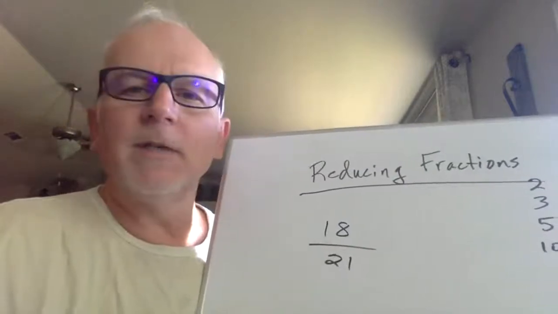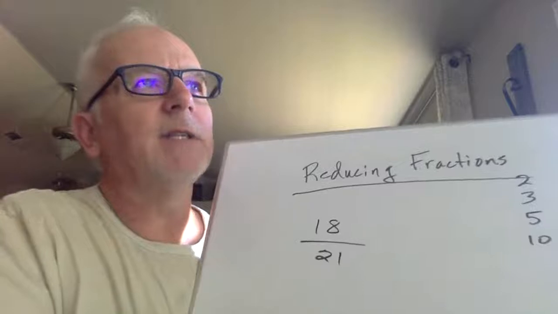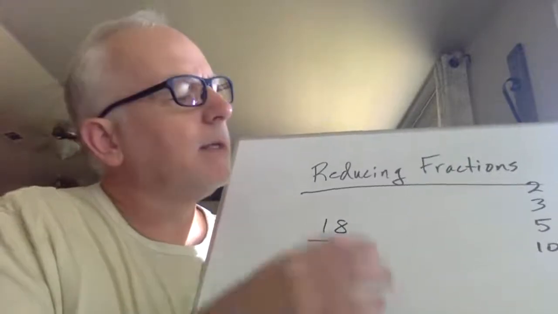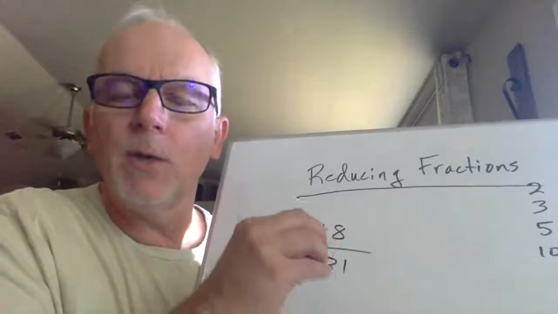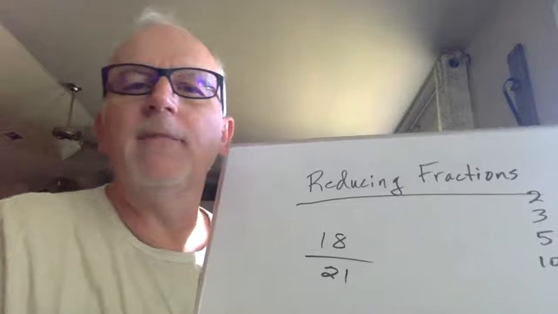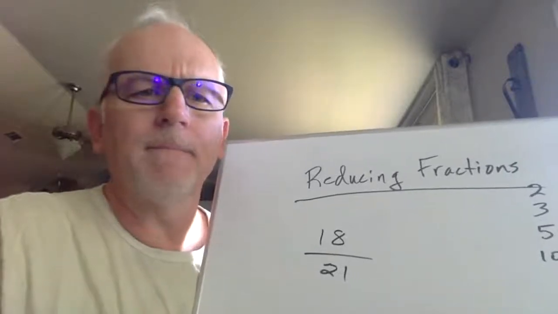So those are the divisibility rules. And by divisibility, let me just review that. That means that if a number is divisible by 2, that means 2 will divide into that number evenly with no remainder. So that's important.